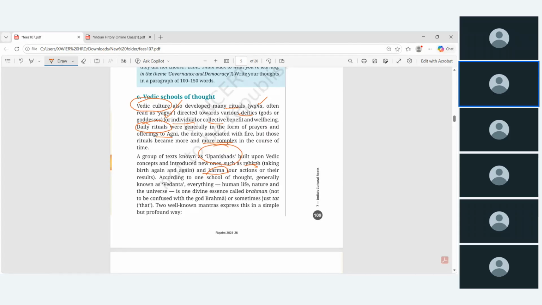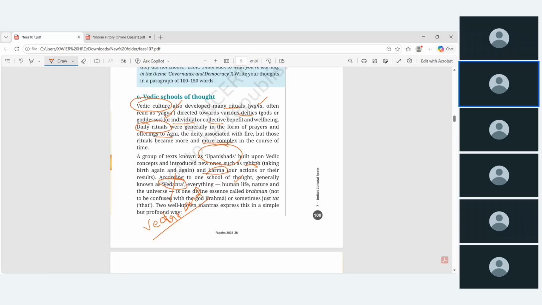Another philosophical thought during those periods was Vedanta. Vedanta has two meanings: Veda is the beginning and anta means end. Veda and end, this is Vedanta. It is the compilation of the Vedas and the Upanishads. In the beginning it was the four Vedas, at the end it is the Upanishads. Both combined together are called Vedanta. That talks about human life, nature, and the universe.